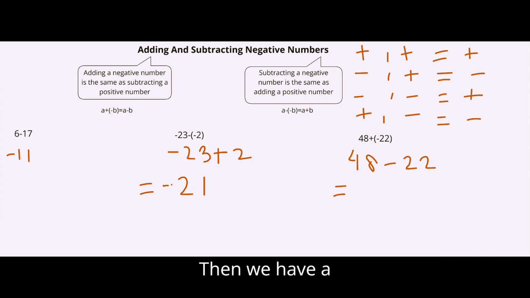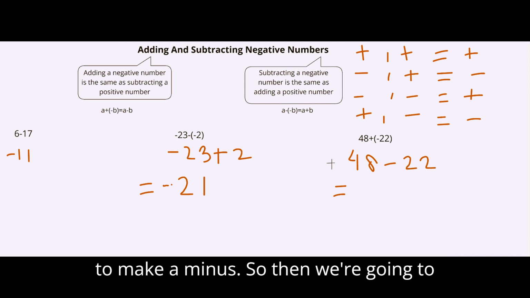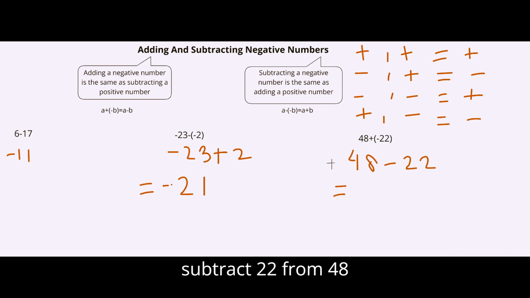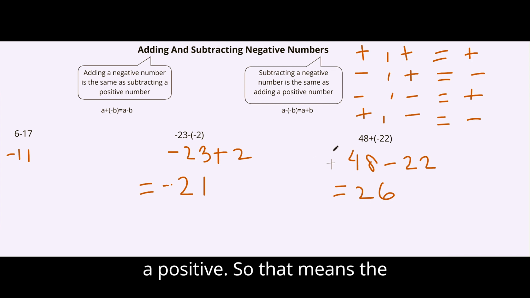Then we have a hidden plus over here that every positive number has. So a plus and a minus is going to make a minus. So then we're going to subtract 22 from 48, which is going to leave us with 26. Now we're going to look at the sign of the greater number, which in this case is a positive. So that means the answer is going to be positive.